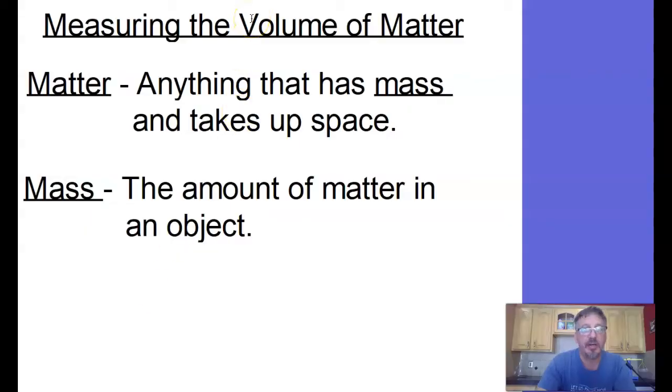Let's get started. Okay, so let's take out our science journal and title a new page, Measuring the Volume of Matter. Make sure you capitalize all important words and underline your title. We'll review the definitions of matter and mass from previous lessons. Matter is anything that has mass and takes up space, and mass is the amount of matter in an object.